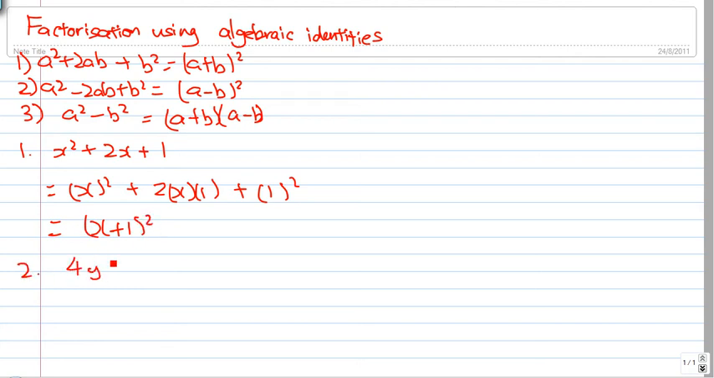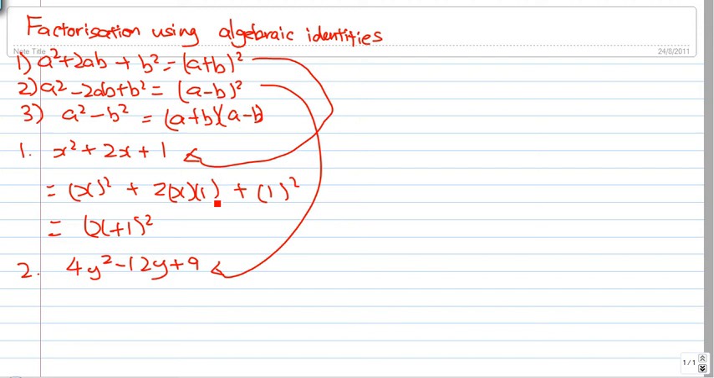You might get something like this, 4y squared minus 12y plus 9. This most resembles the second identity. The first identity resembles this. So let's put it in the form of a squared minus 2ab plus b squared. So a squared will be this, minus 2, a would be 2y, and your b would be 3. You square root 9, you get 3.